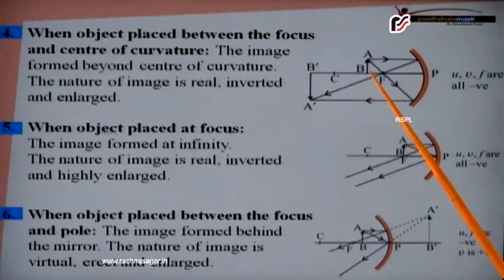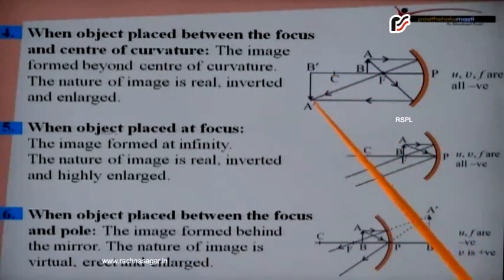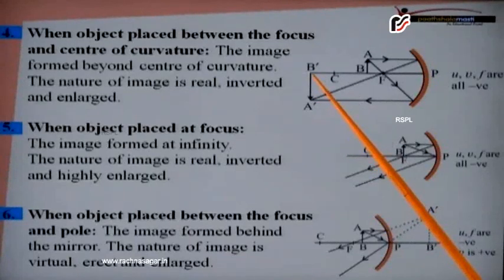Next case, when the object is placed between focus and center of curvature. This is the object placed between C and F. After reflection, the image is formed at B dash, that is, beyond C or the center of curvature. The nature of the image is real, inverted, and the size is enlarged.